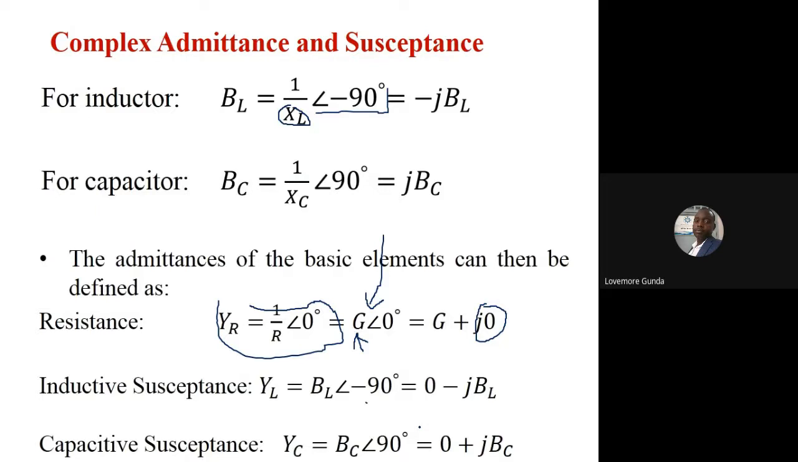Inductance and capacitance, their susceptance becomes the inverse of their reactance. Okay, that is what we have in terms of capacitors and inductors.